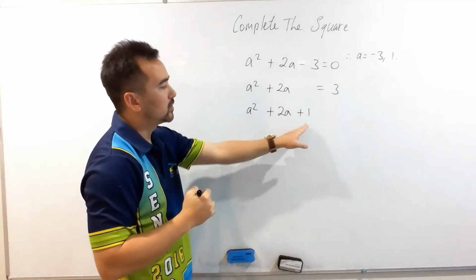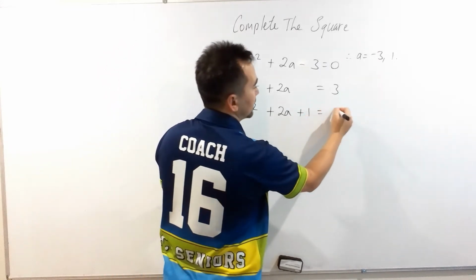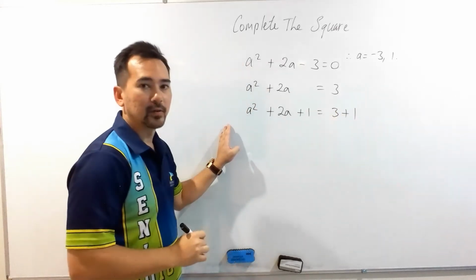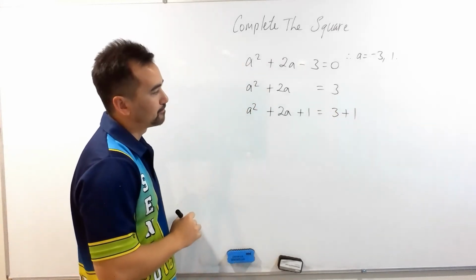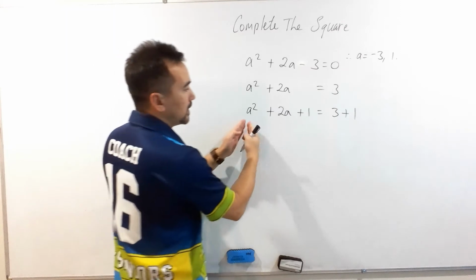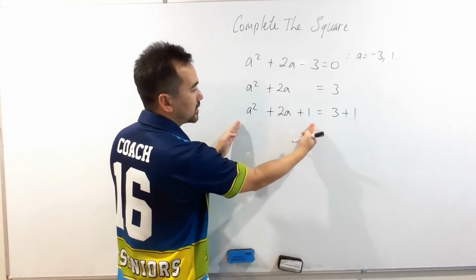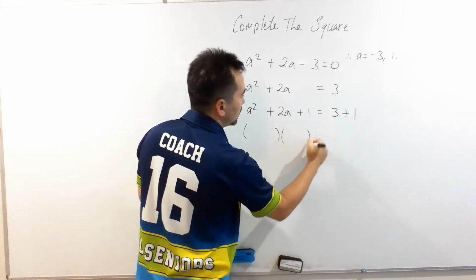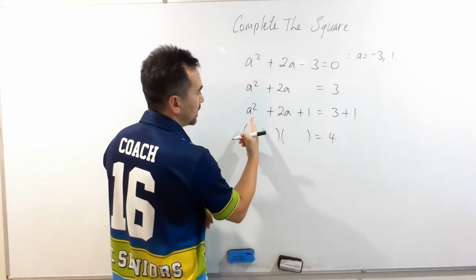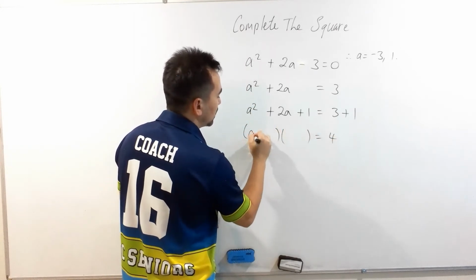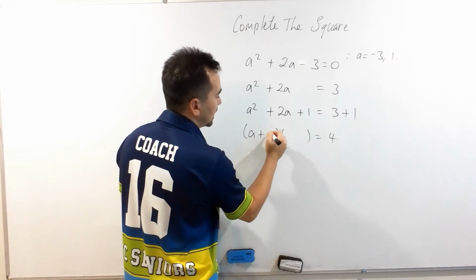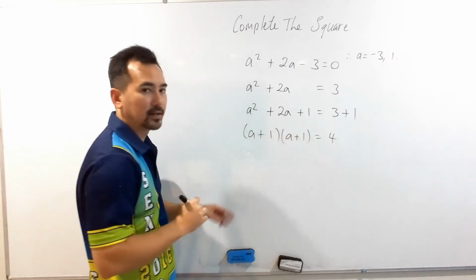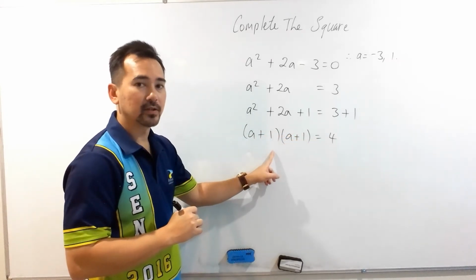And if I add 1 to the left side of the equation, I have to add it to the right-hand side of the equation as well, like that. Right, then we have a perfect square here. And this will always be the case. A squared plus 2a plus 1 will factorize nicely as a plus 1, a plus 1. This will always happen. This is called a perfect square.